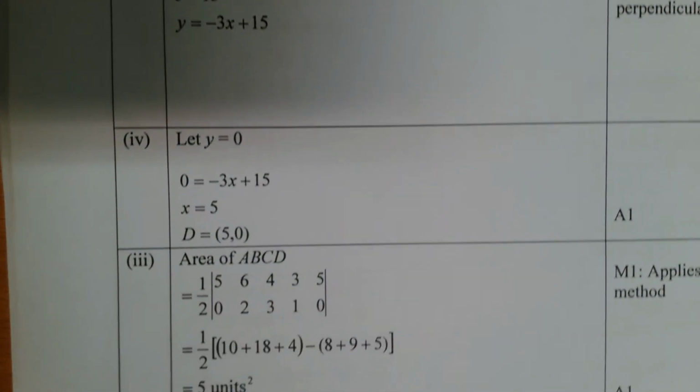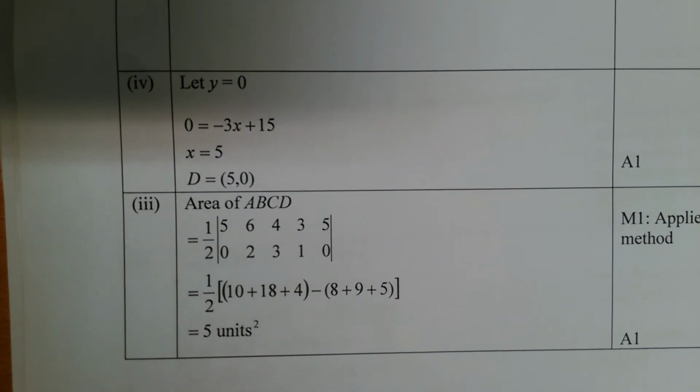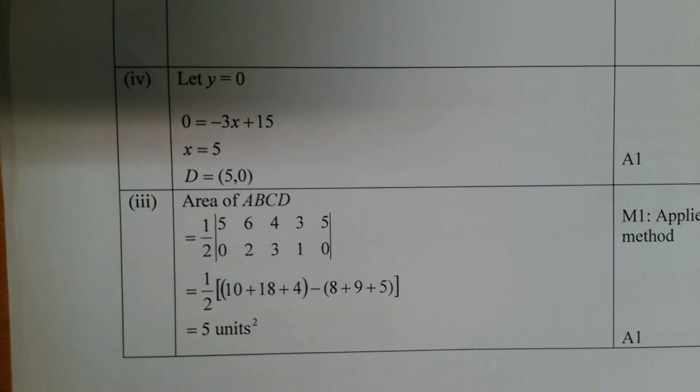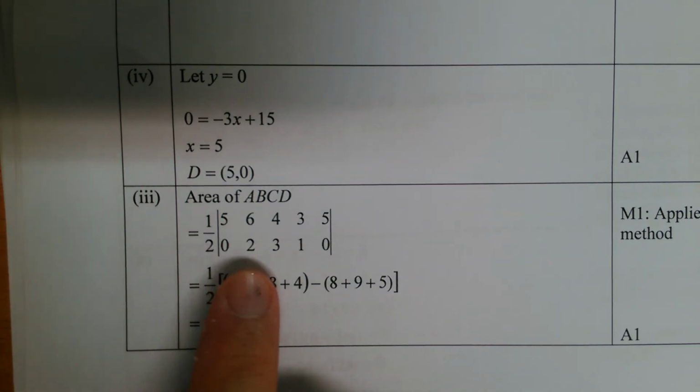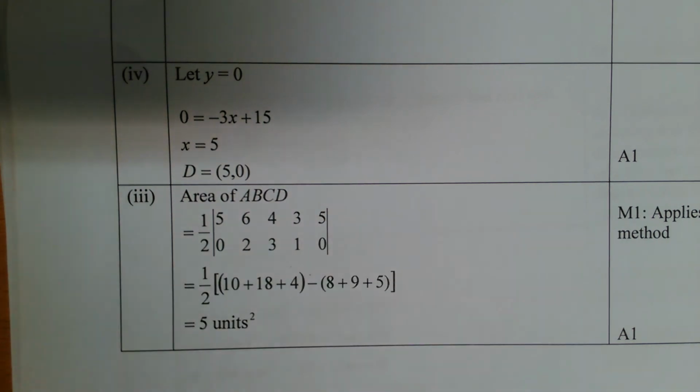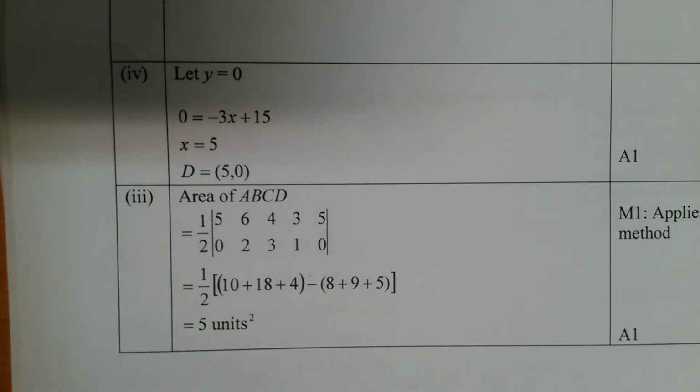Finally, we find the area of ABCD. We use the shoelace method. One common error that many of you made was that you wrote 5, 0, 6, 2, 4, 3, 3, 1 and forgot to repeat the 5, 0 again. Remember, if there are 4 points, you actually have to have 5 pairs over here.